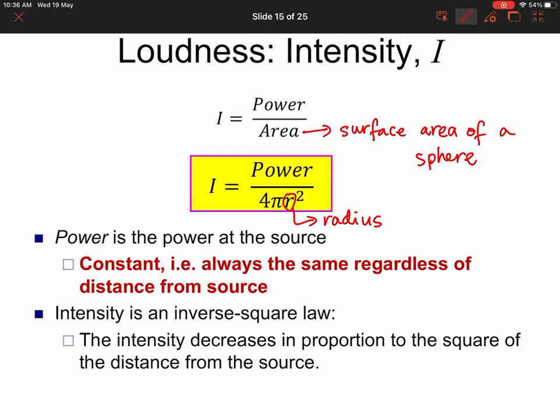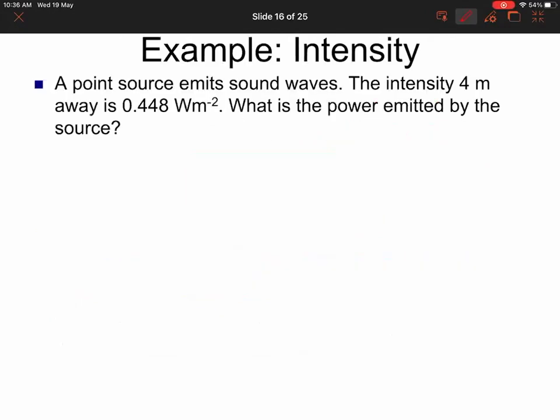And perhaps to appreciate this inverse square law and how the intensity quickly decreases as a function of distance from the source, let's look at this example, which will also give us some practice in using the equation. So you have a point source that emits sound waves. The intensity 4 meters away is 0.448 watts per meter squared. What is the power emitted by the source?